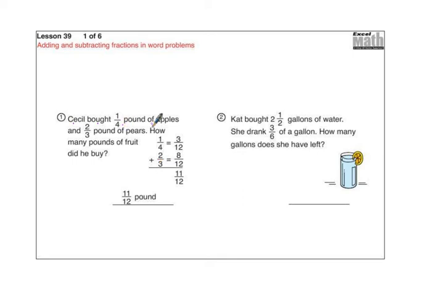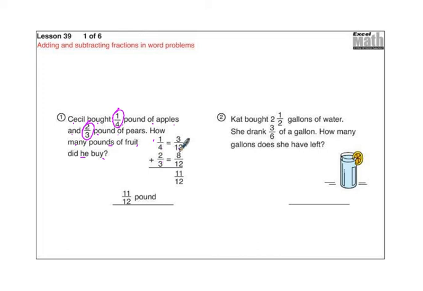Cecil bought a 1/4 pound of apples and 2/3 pound of pears. How many pounds of fruit did he buy? Well, we add up to figure the total, 1/4 and 2/3. Here's 1/4 plus 2/3. Oops. And you have to find a common denominator. So we go with 12 because the least common multiple of 4 and 3 is 12.